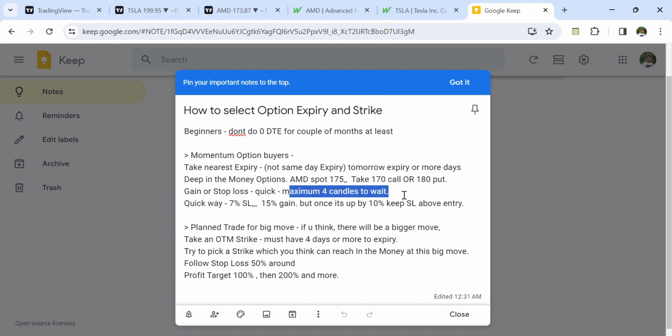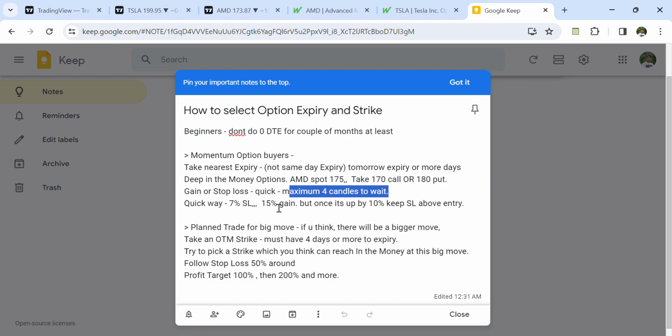If you're that kind of a trader, try to choose an expiry which is closest, but should not be same day expiry. You can choose tomorrow or the next day or more days to expire, and definitely choose a strike price which is in the money, at least $2 in the money. Okay, at least minimum. And then you can try for a stop loss of 7% and gain of 15%. It's okay if it goes with a stop loss 7 to 8%.